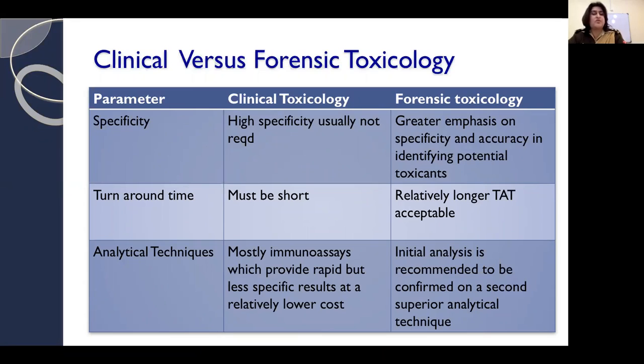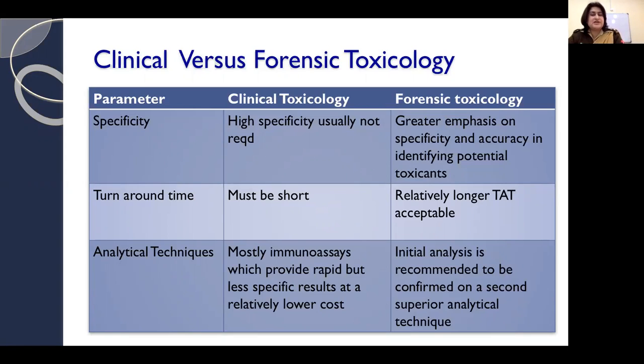The actual quantitation and confirmation of drugs is usually not required in clinical toxicology, except for a few cases. And often the time doesn't allow for that. So a very high specificity is usually not required for clinical toxicology. Whereas in forensic toxicology, greater emphasis is laid on specificity and accuracy in identifying the potential toxins. The turnaround time in clinical toxicology is understandably a very inevitable compromise between the speed of analysis and the accuracy and precision of the results. In forensic toxicology, relatively longer turnaround times are acceptable.